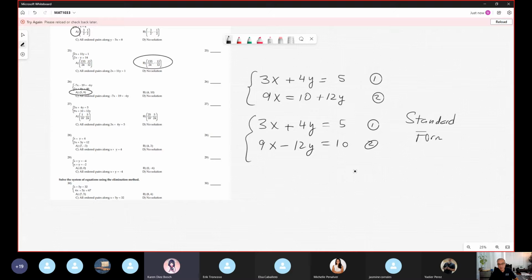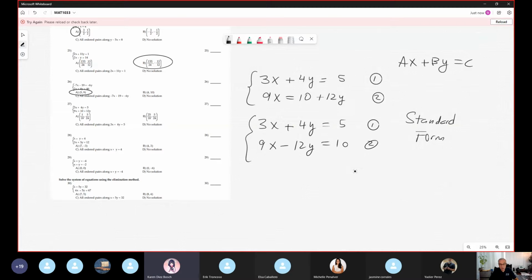Remember, standard form is an equation like that: Ax plus By equals C. Okay, in alphabetic order, x first, y second, and in the right hand side just the number C, which is 5 and 10. Okay, so I am totally lost. I have no idea. Substitution.